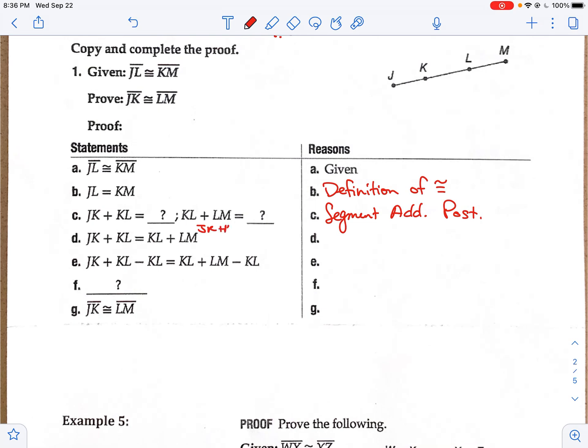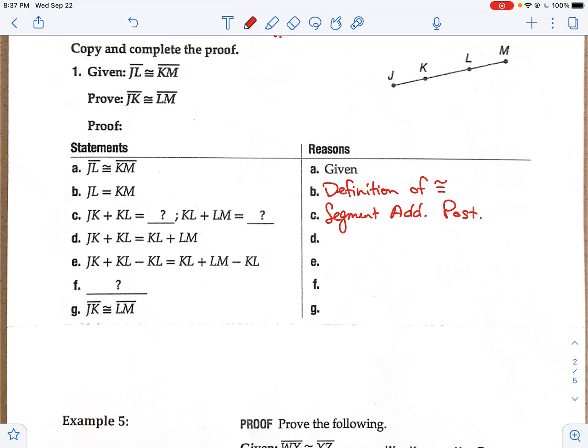JK plus KL equals KM and KL plus LM equals KM. That way you can see a little bit more clearly that these two things are both equal to KM. So you can set those equal to each other like we did earlier. But they didn't do that.